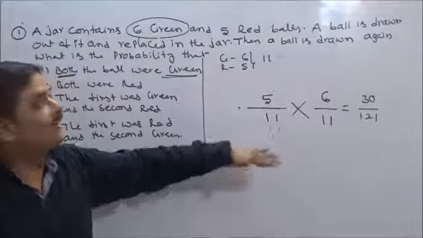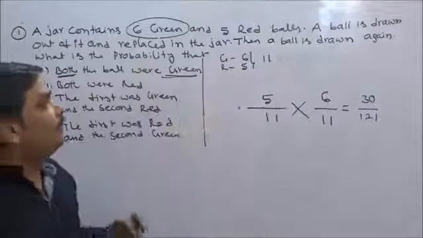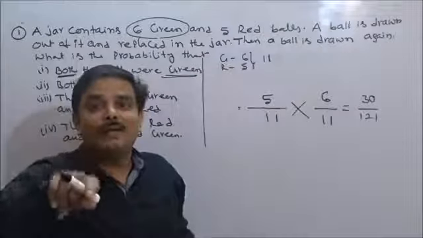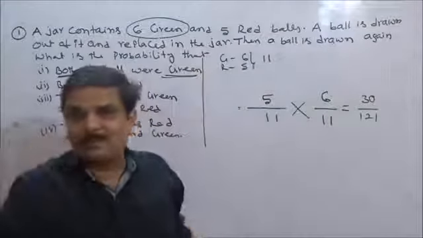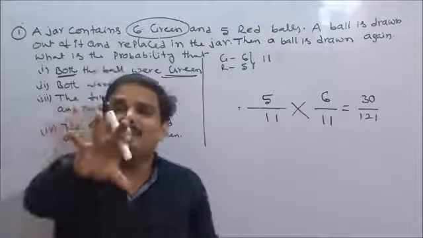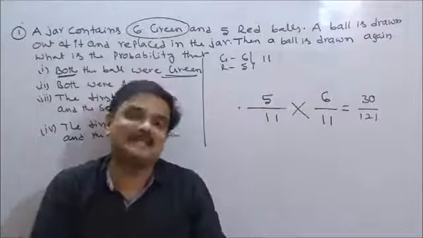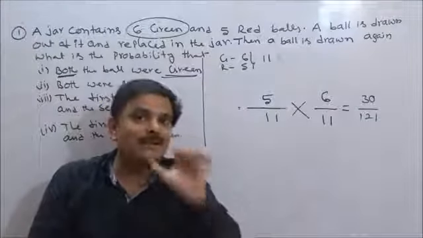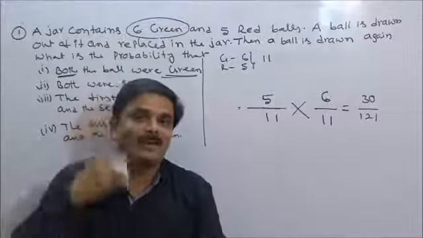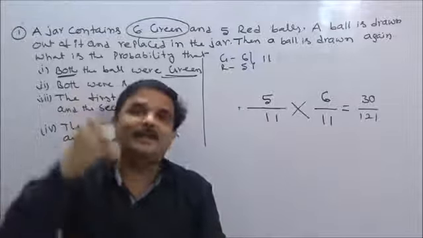Now move on to the next question, where I'll give you one more model where 1 ball is drawn first. For example, start with 1 ball only. 1 ball is drawn, then it is not replaced. What if it is not replaced? How will the fraction be? Let us examine that in the next example.